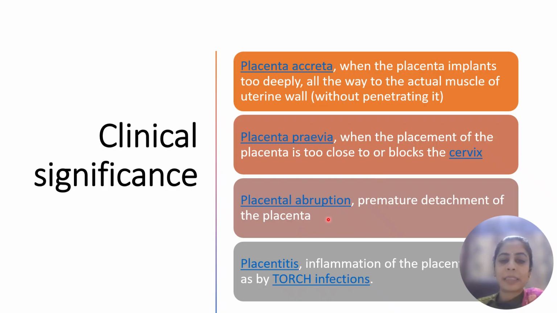Next is the placental abruption, that means bleeding from the placenta. There is premature detachment of the placenta or bleeding which is concealed or mixed, like revealed bleeding. So it may cause effects on the fetus. Sometimes abortions can also occur. Next is placentitis, which is the inflammation of the placenta due to TORCH infections. So this is about the placenta.